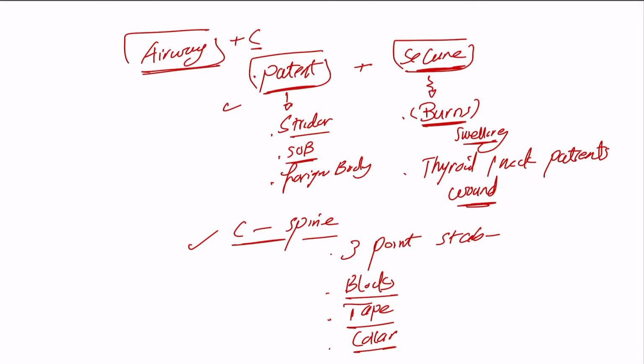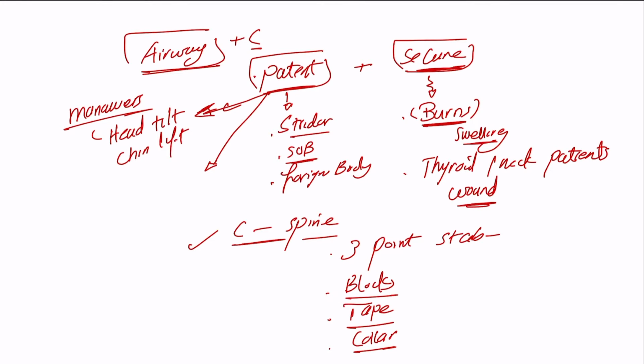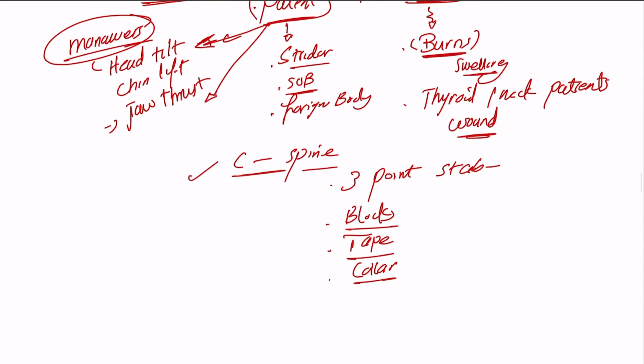Of course, if the airway is not patent or not secure or the patient's GCS is less than 8, we need to secure this airway. We can do some maneuvers, and this can be head tilt, chin lift, I'm pretty sure you all know this, and also jaw thrust maneuver. In addition to the maneuvers, we can use some other airway adjuncts.